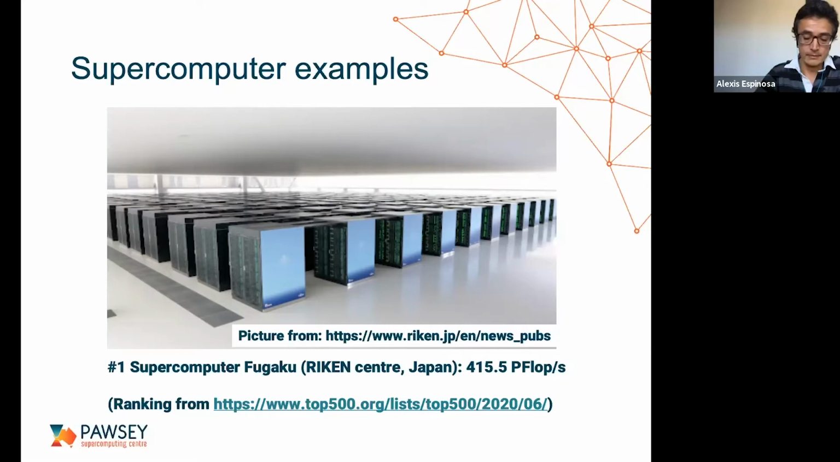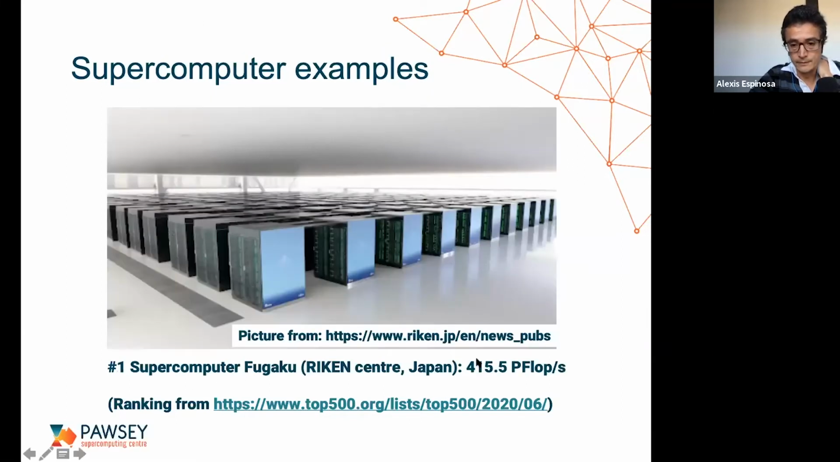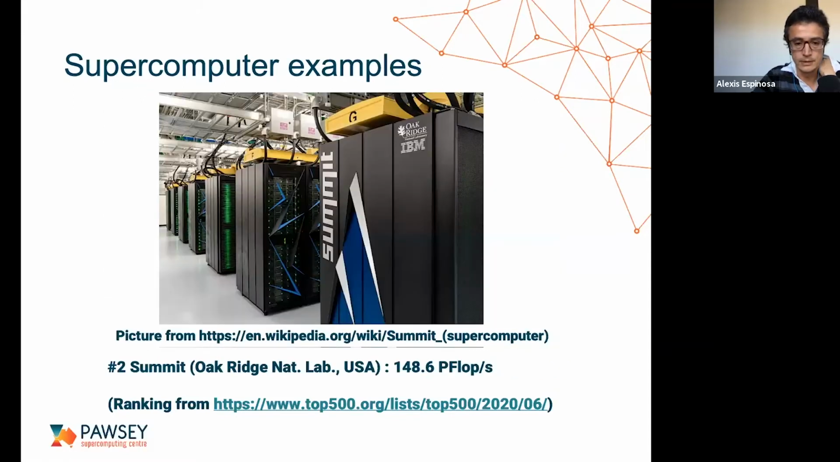It is a big computer, very big compared to the one that used to be #1 for more than a year, which is Summit in the US. Now #1 is in Japan, and it is pretty much 3 times larger than Summit, or almost 4, with 400 petaflops of computing capacity. Summit has around 150 petaflops of computing capacity.